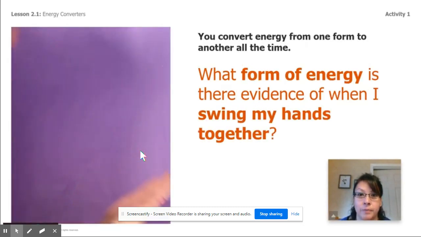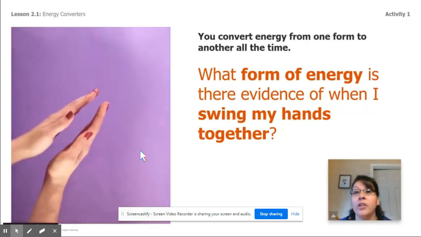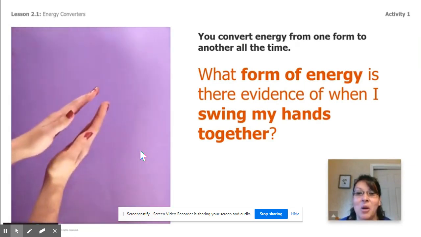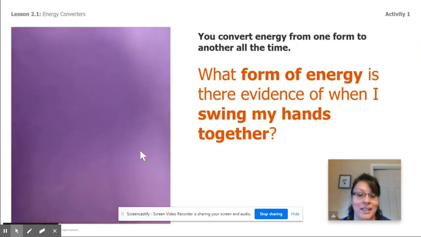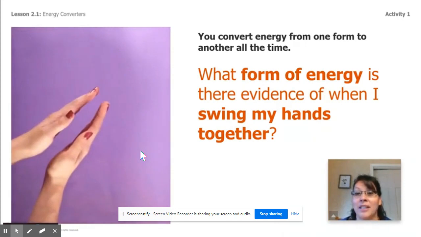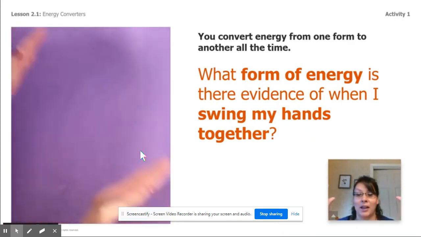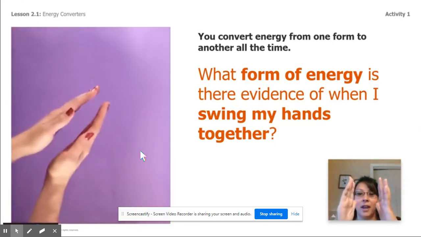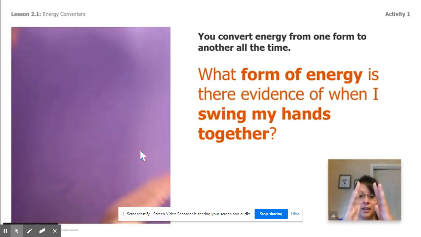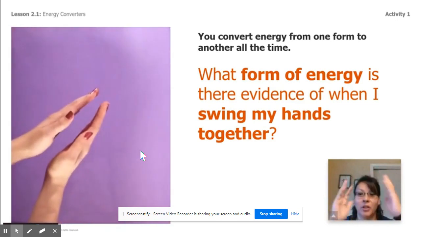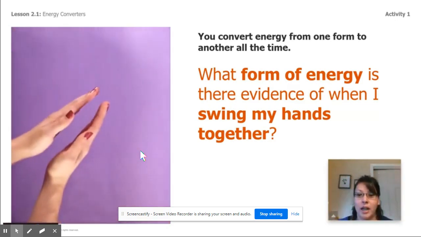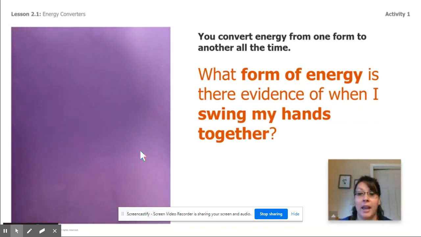Nice job, engineers. You convert energy from one form to another all the time. What form of energy is there evidence of when I swing my hands together? So I've got my hands here, I'm swinging them. What kind of energy am I using? You can do that with me. Yeah, you're right. It's motion energy, right? I am making my hands move.